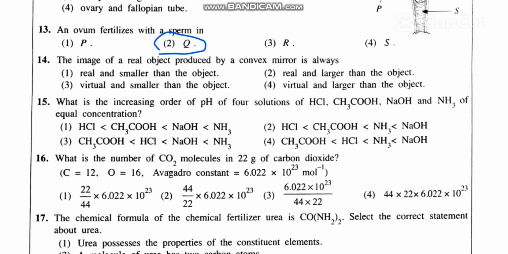Okay. The image of a real object produced by a convex mirror is always... Okay, now we have convex mirrors and concave mirrors. Concave mirrors will produce different types of images in different positions. But convex mirrors produce only one type. Here also you should know the theory. It will always be smaller than the object.